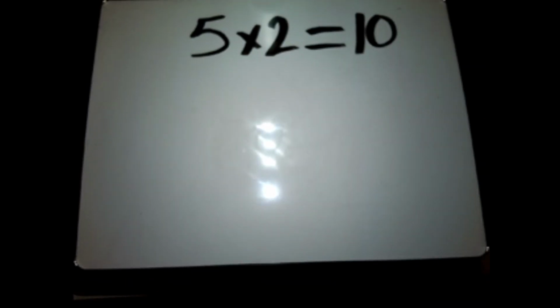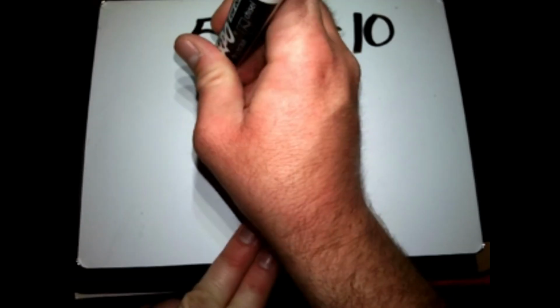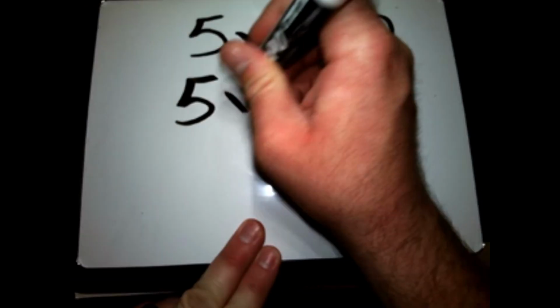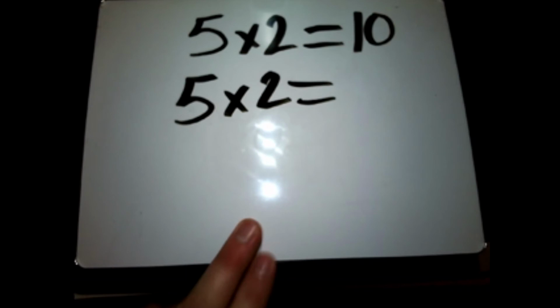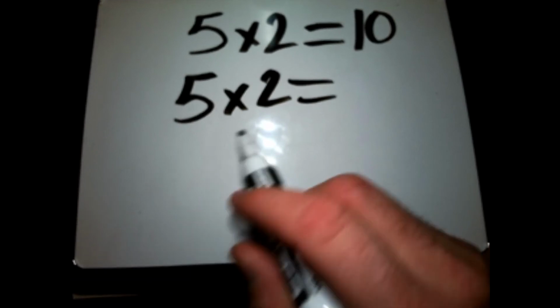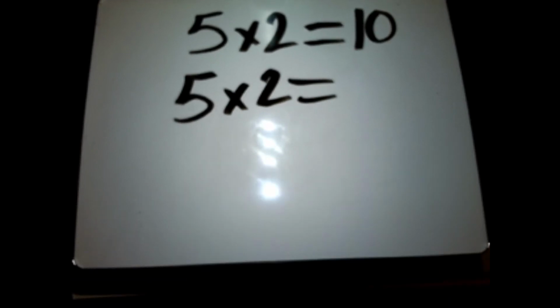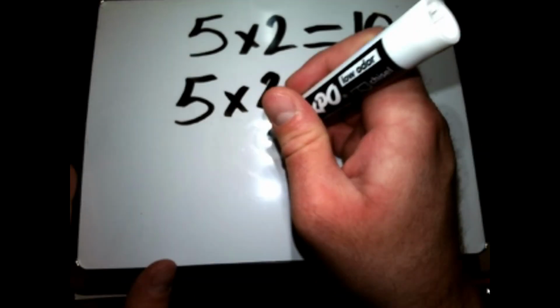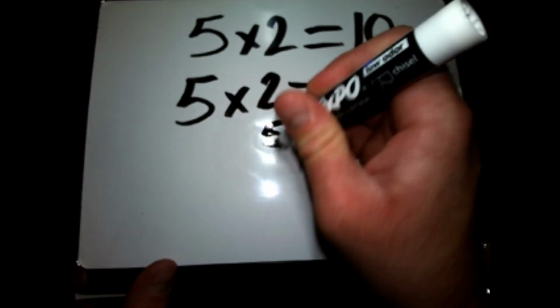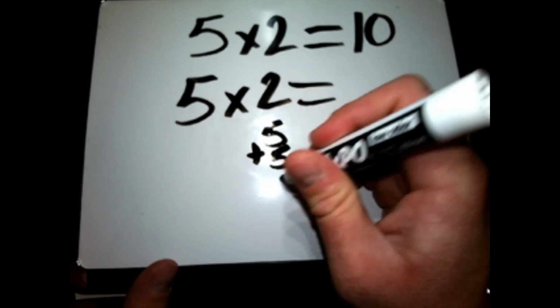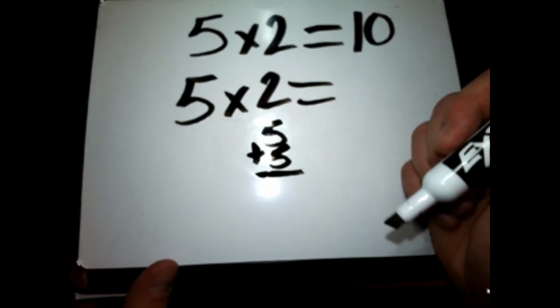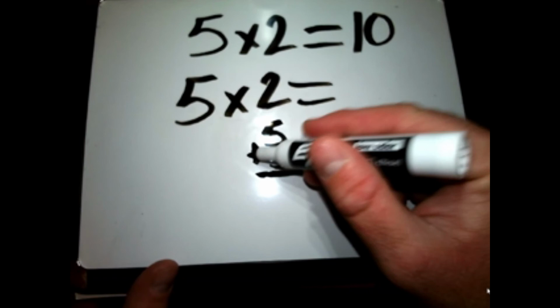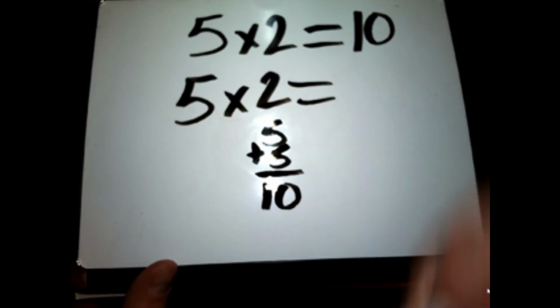Another way to look at 5 times 2 could be like this. It's saying that you should add 2 5s together. So 2 5s together would look like this: 5 plus 5. I've got 1 5, I've got 2 5s. 5 plus 5 is 10.